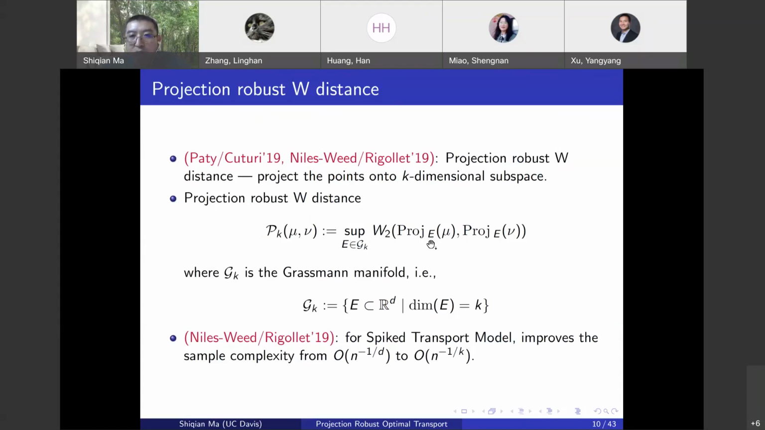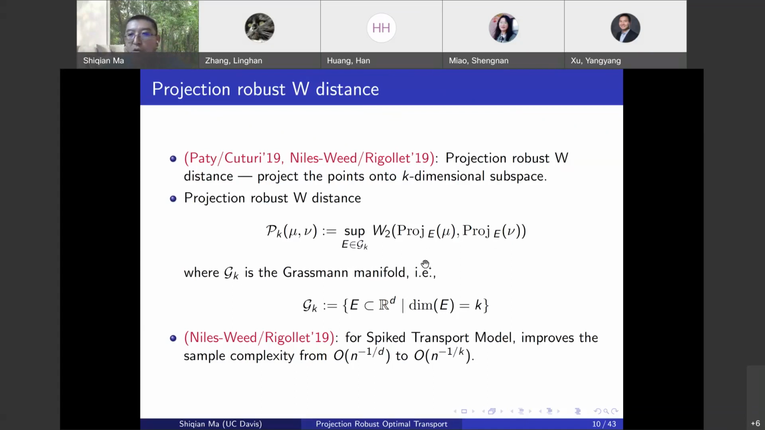This E here is a k-dimensional subspace. It belongs to this calligraphic GK, and GK is a Grassmann manifold. It is the set of the k-dimensional subspaces in R^D. So, for example, this part means that we want to project the data from the probability distribution mu onto this k-dimensional subspace E, and we also want to project data from nu to the subspace E. And then we compute this W2, the Wasserstein distance, between these two projected data.